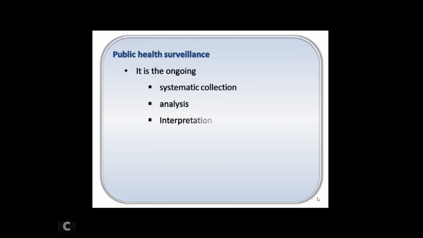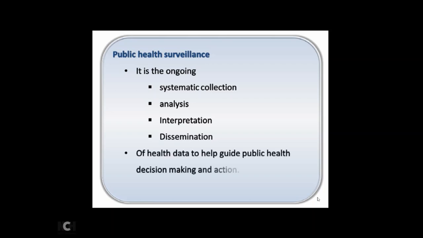The first one is public health surveillance. It is the ongoing systematic collection, analysis, interpretation, and dissemination of health data to help guide public health decision making and actions. Surveillance provides information for action.